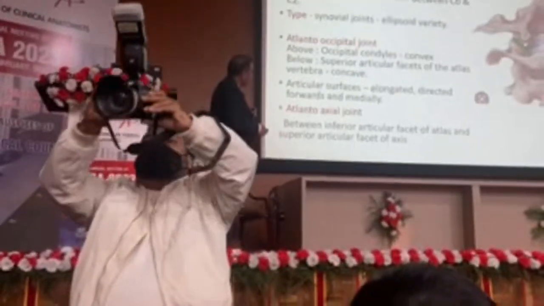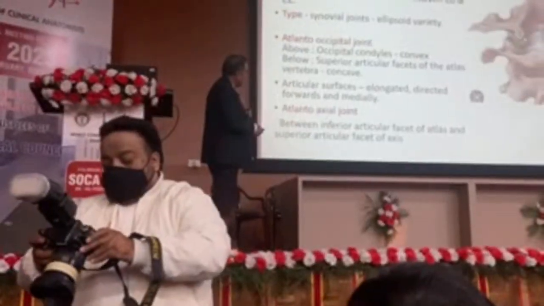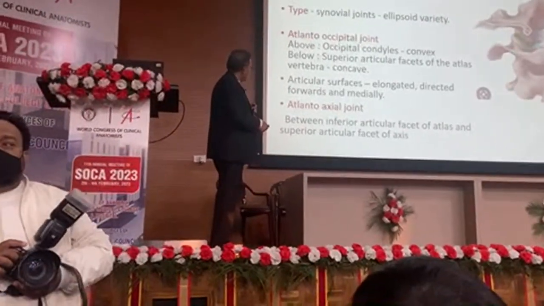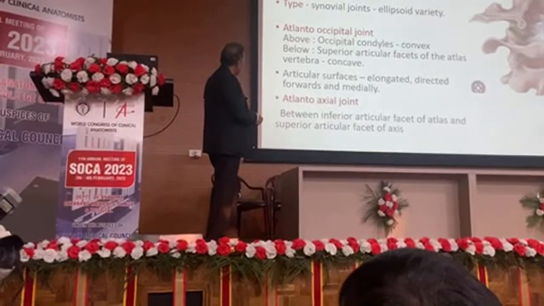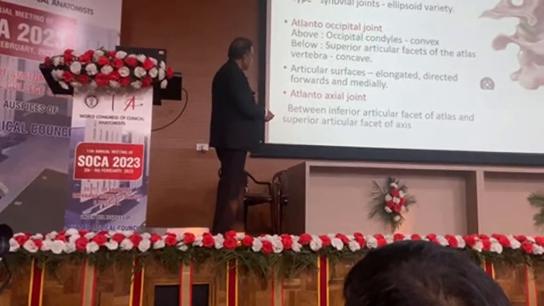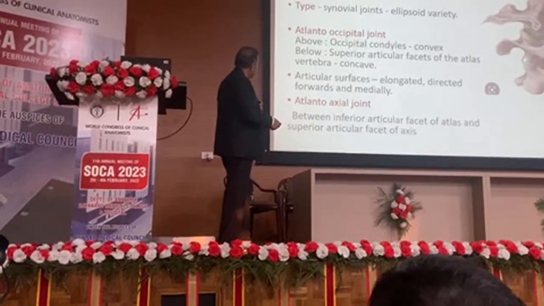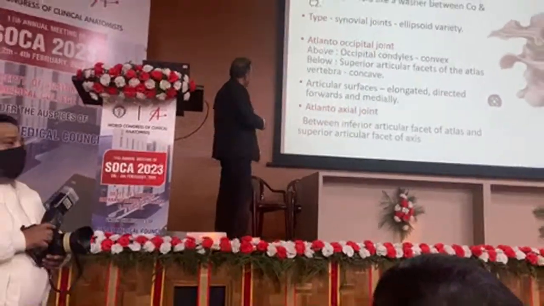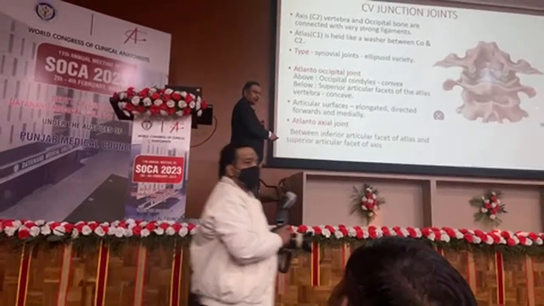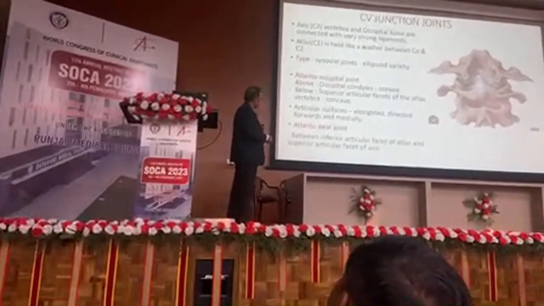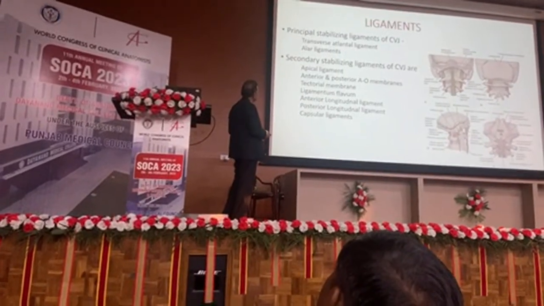we have tried to show these are the occipital condyles. This is the superior facet of C1. So this is the atlanto-occipital joint. This joint, this is the AA joint, that is the atlanto-axial joint. That is a joint between C1 and C2. These are the various ligaments.